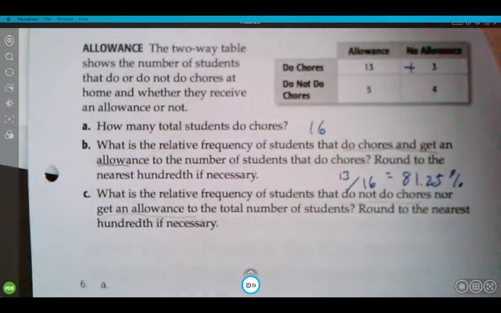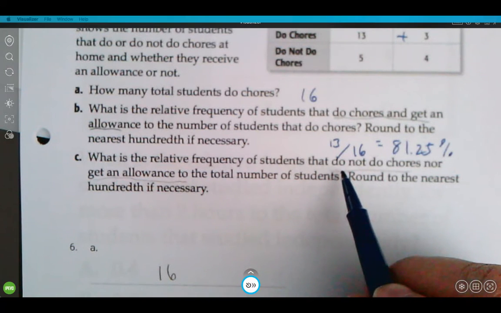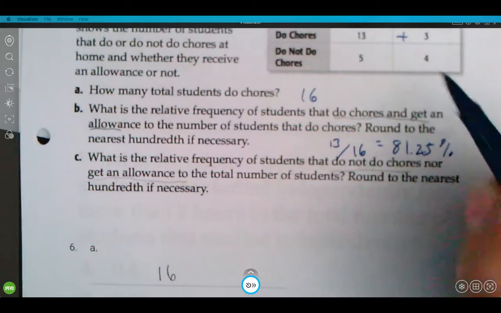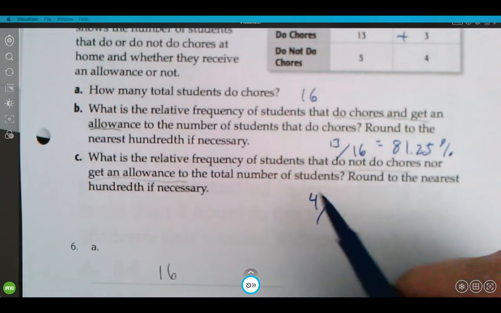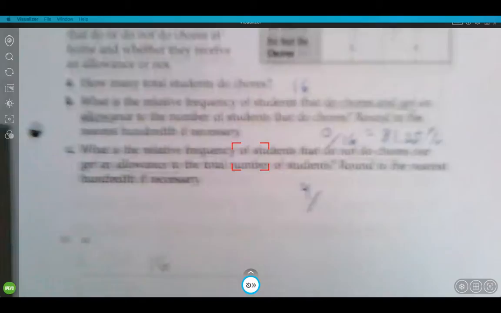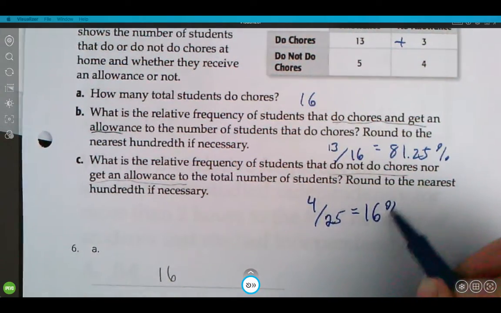13 out of 16, which comes out to 81.25%. And part C, what is the relative frequency of students that do not do chores nor get an allowance? So don't do chores or get an allowance is 4 to the total number of students. Well, the total number of students altogether here was 25. So the percent there I got was 16%.